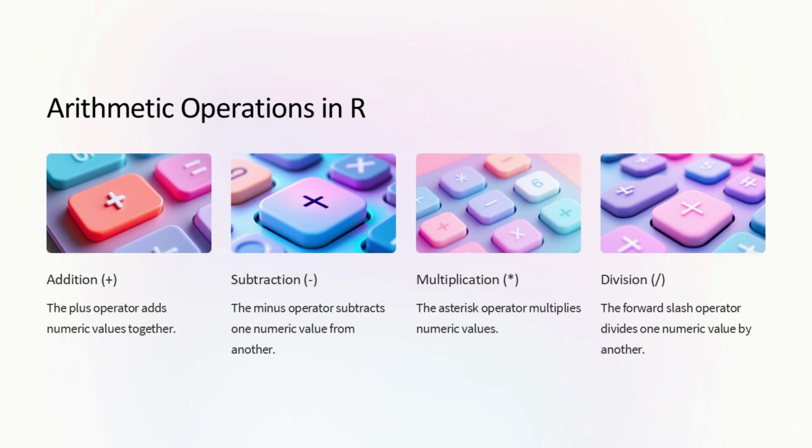Arithmetic operations are fundamental to working with data in R. We'll cover the 4 basic arithmetic operations: addition, subtraction, multiplication, and division. Addition uses the plus operator to combine numeric values. Subtraction uses the minus operator to subtract one value from another. Multiplication uses the asterisk operator to multiply numeric values. Division uses the slash operator to divide one value by another. These basic operations allow you to perform calculations and transformations on your data in R.